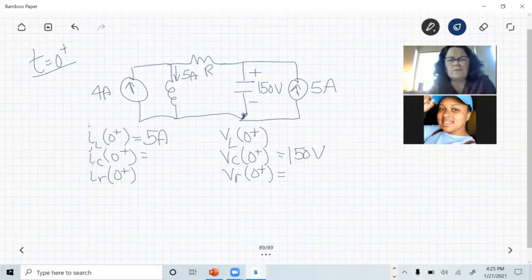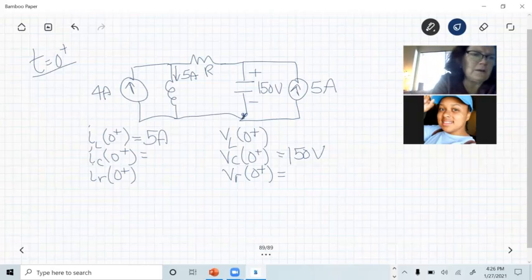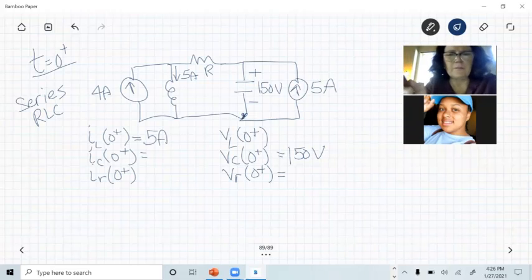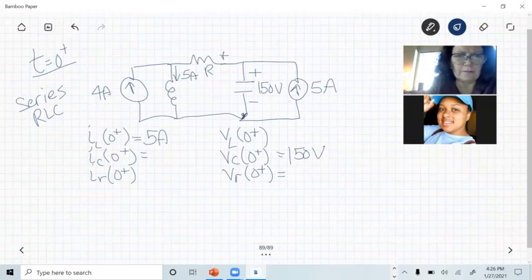When I look at this circuit, R, L, and C are in series in the 0 plus circuit. So this would be a series RLC. Now, what can we find? How do we get there? Okay, I'm going to put my plus sign on my resistor.